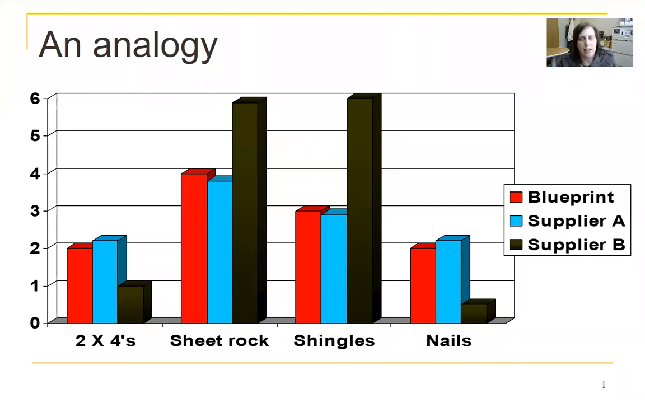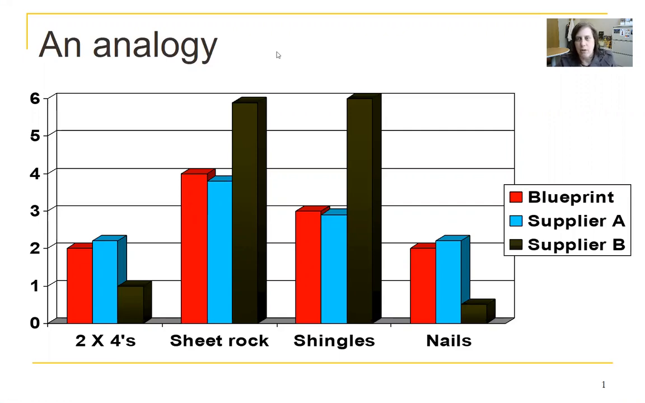You can see supplier A has about what we need, the ratios of what we need of each of those particular supplies. If you look at supplier B, they've got a lot of sheetrock and shingles, but hardly any 2x4s and even less nails. Without nails and 2x4s, you don't really have a structure to put the sheetrock or the shingles on. So I would think you would choose supplier A, because supplier A really meets the needs of what we need for our blueprint.